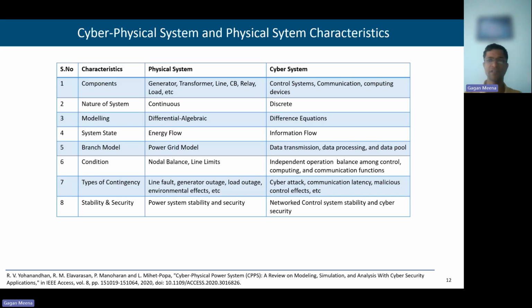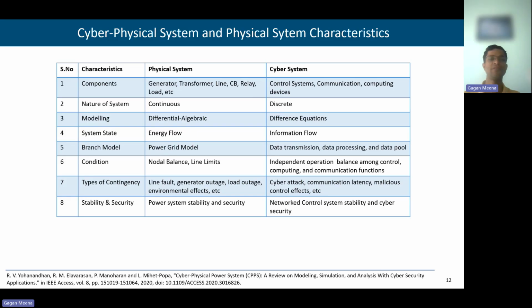Modeling of the physical system is differential-algebraic based, and the cyber system is difference based. And here you can see the system model is energy flow, and in the cyber-physical system it is information flow. The branch model in the physical system is the power grid model, and in the cyber system data transmission, data processing, and data pool are being used.